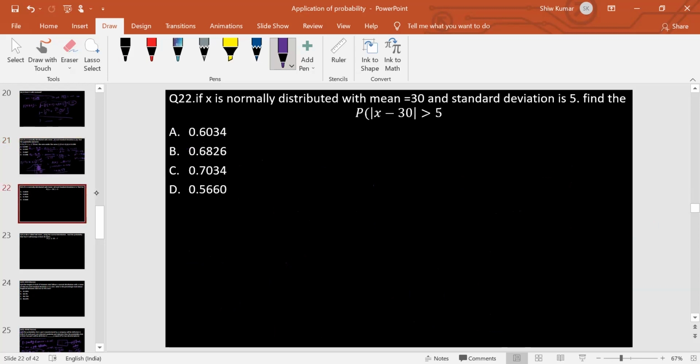Okay, now the next question, which is of the same type. Here it is given: if x is normally distributed with mean equal to 30 and standard deviation 5, find the probability that mod of x minus 30 must be greater than 5.